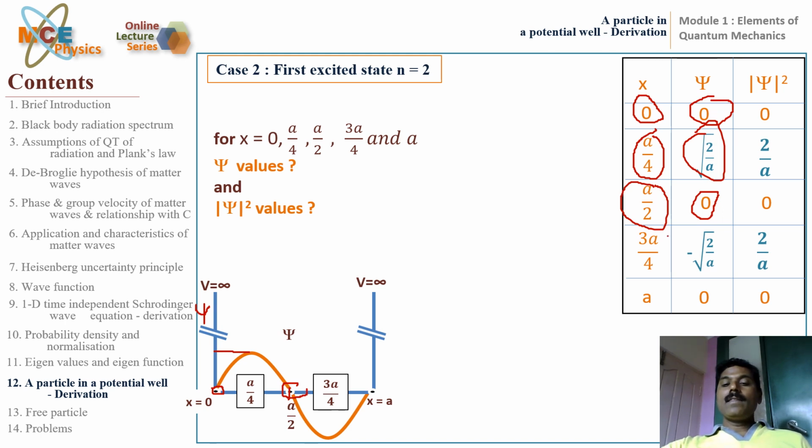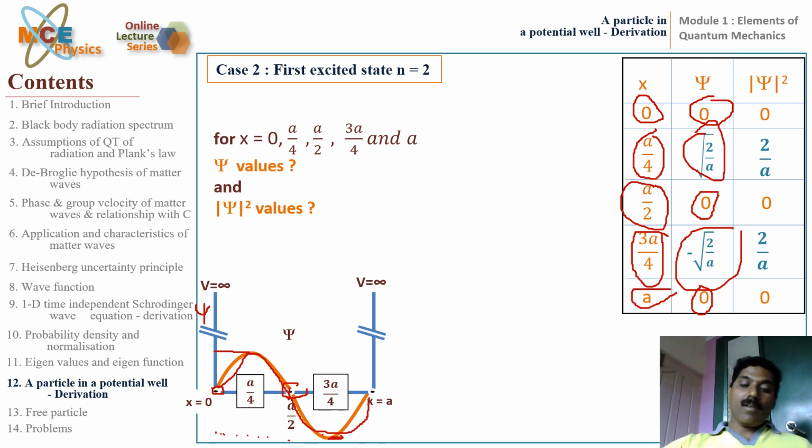And then for 3a by 4 value of x, it is negative maximum. Psi is minus root 2 by a. Therefore, you will get negative point here. We have assumed that negative point minus root 2 by a is here. And for x equal to a, again psi is 0. So this is what we have got. So the variation of psi value is sinusoidal type of curve.